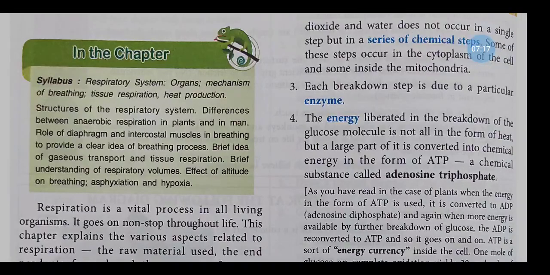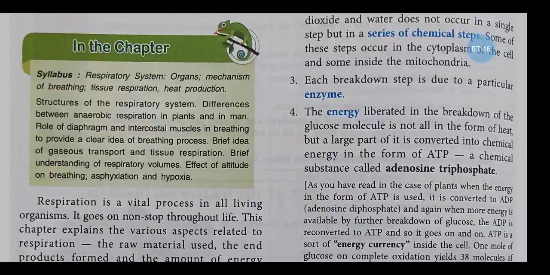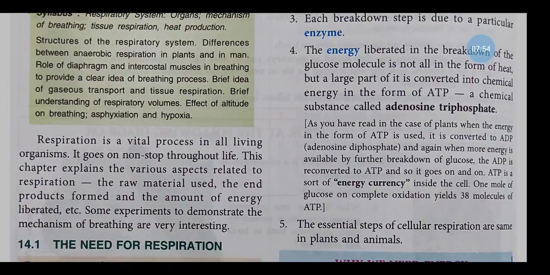The energy liberated in the breakdown of the glucose molecule is not all in the form of heat, but a large part of it is converted into chemical energy in the form of ATP, a chemical substance called adenosine triphosphate. We know that whatever energy is liberated during cellular respiration gets converted into ATP, which is also known as the currency of energy, right? And some energy gets converted into heat, which maintains the body temperature of our body.